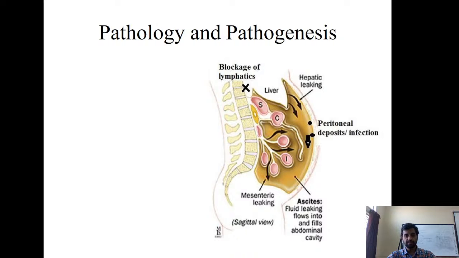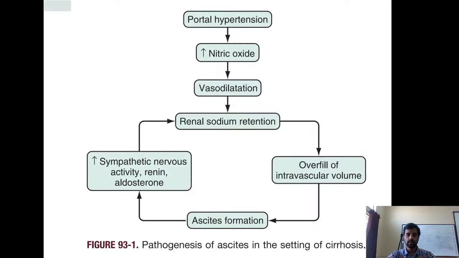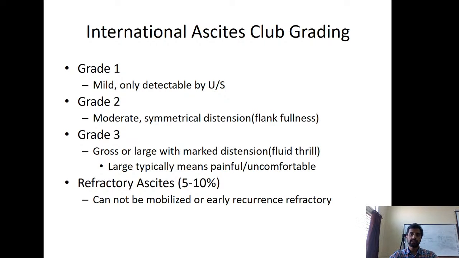Mechanisms differ between different causes of ascites. Okay, so there is a grading. Normally, grading of ascites: Grade 1 is mild, detectable by ultrasound. You cannot clinically appreciate this ascites. Grade 2 is when there is flank fullness. Whenever the patient lies down on the bed, when the flanks get dilated and distended, you are able to feel a dull note on percussion on the flanks.